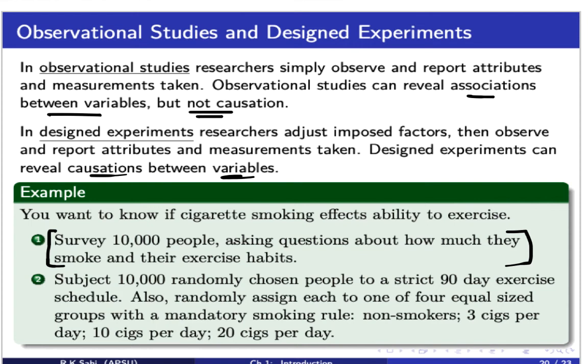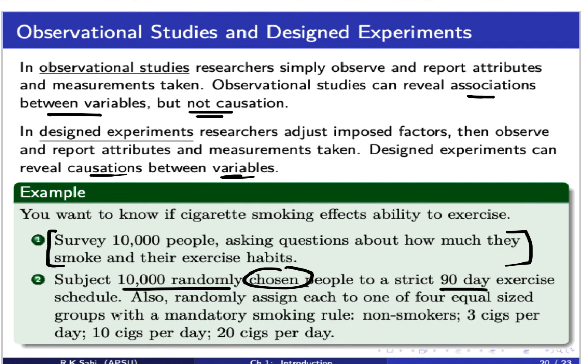So what they're going to do is create some kind of conditions and subject these randomly chosen people to some form of a condition. For example, in this problem, they subjected 10,000 randomly chosen people, some of them, okay, not everyone, to a strict 90-day exercise. Then they also randomly assigned each one to 4 equally sized groups. So that's what they did. They divided this 10,000 into 4 parts.